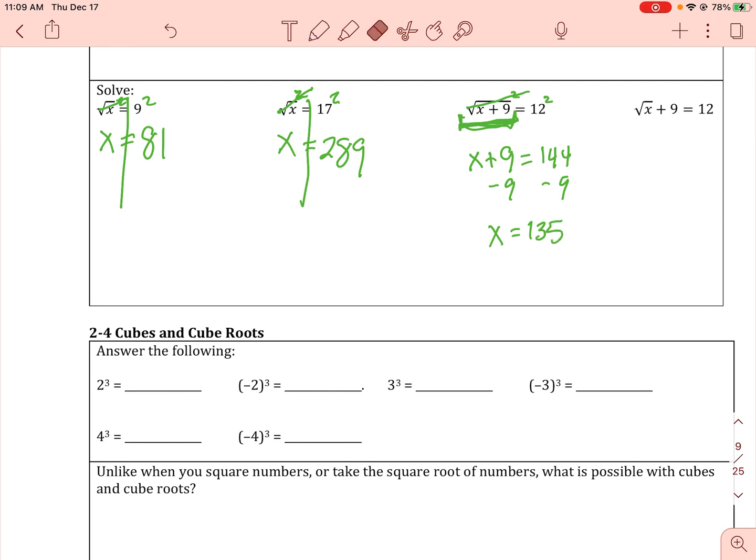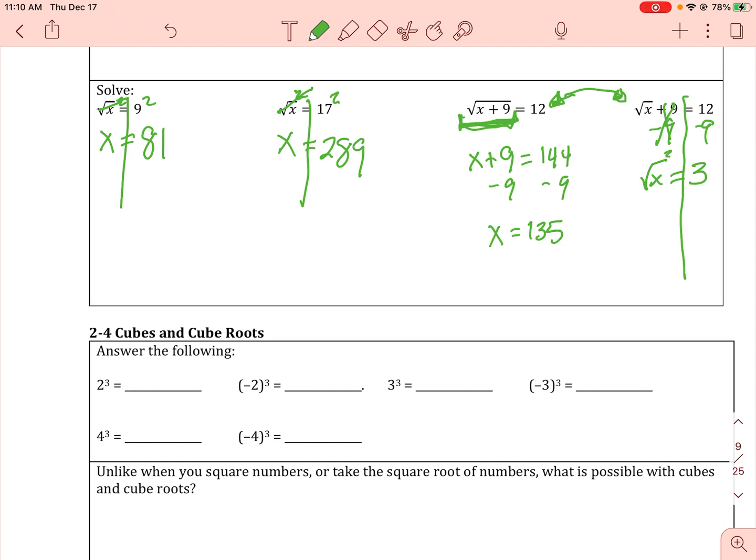So take note of how these two are the same and how they are different. They're the same because they have a square root. They're different because this does not have an entire side that is being square rooted. Here, first, we have to subtract 9 because that is outside of the square root. That is furthest from our variable we are trying to solve. So that is gone, and we're left with the square root of x equals 3.